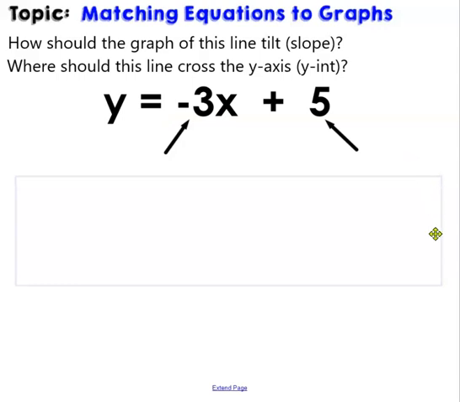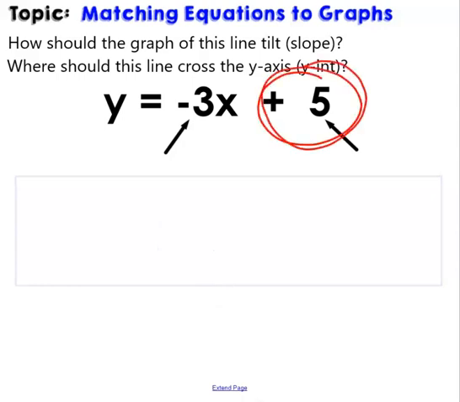So this equation is in slope-intercept form, y equals mx plus b, and this number here, the slope number, tells you how the line will tilt. So the slope of this graph is -3. So you should be able to tell me that that means that the slope or the tilt of that drawing should be going downhill. That's a negative slope and the line should be tilting downhill.